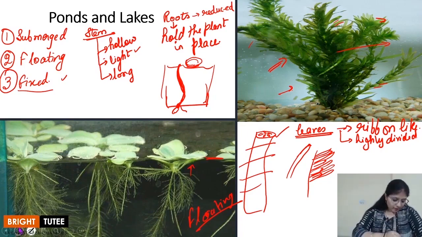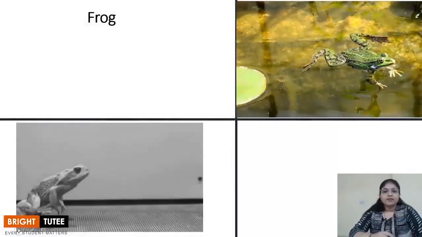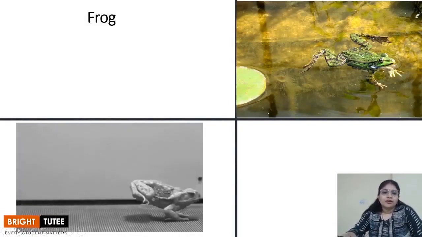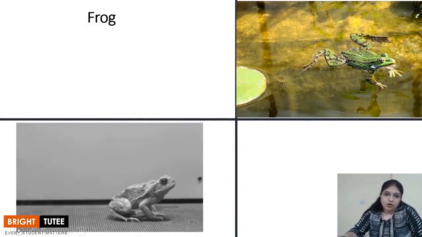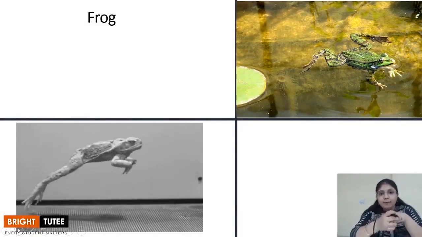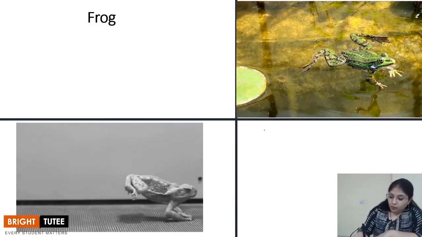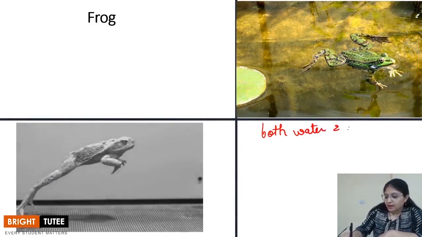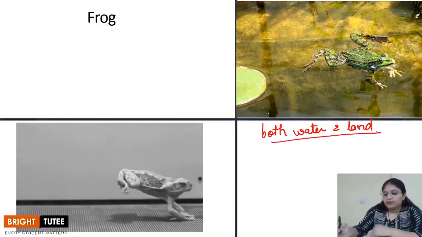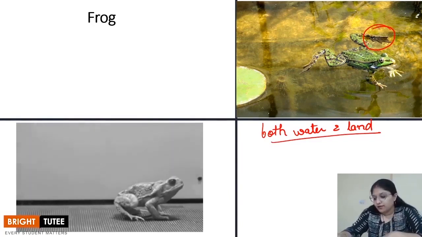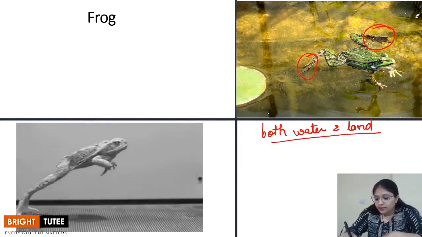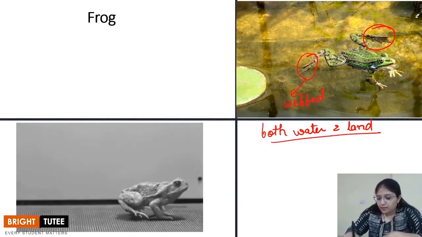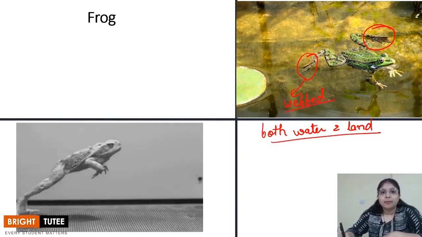Moving on, let's talk about a special animal, an animal which you must have seen almost every year. You must have seen it during the monsoon. This is a frog. Now it is a very special animal. Why? Because it has the ability to stay both in water and on land. The habitat is both water and land. If you look at the frog's legs, you will see how the hind legs are webbed, right? These webbed legs help it in swimming, right?